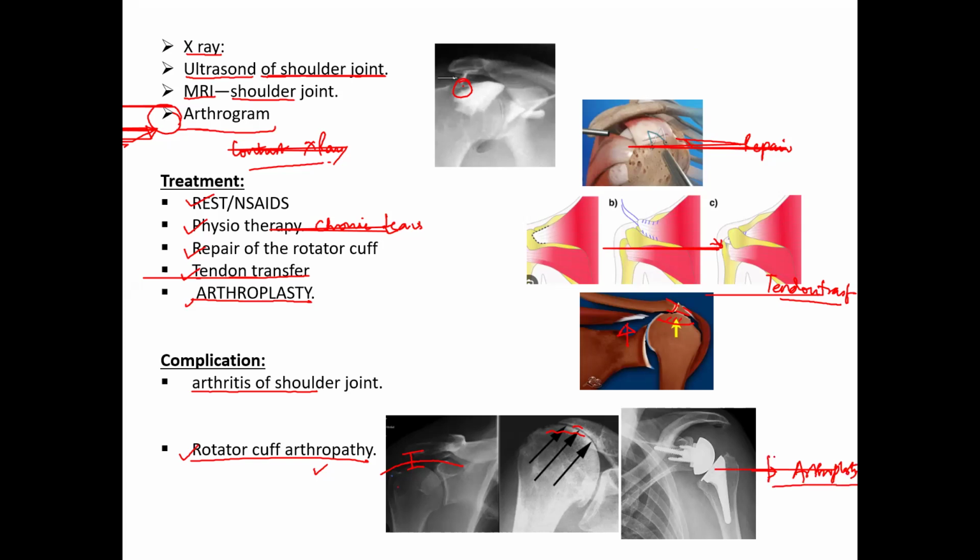What is the type of arthroplasty and all? It is out of subject for you. So you just remember there is a treatment for rotator cuff arthropathy. We need to treat it by arthroplasty. This is all about today's topic, that is rotator cuff pathology.